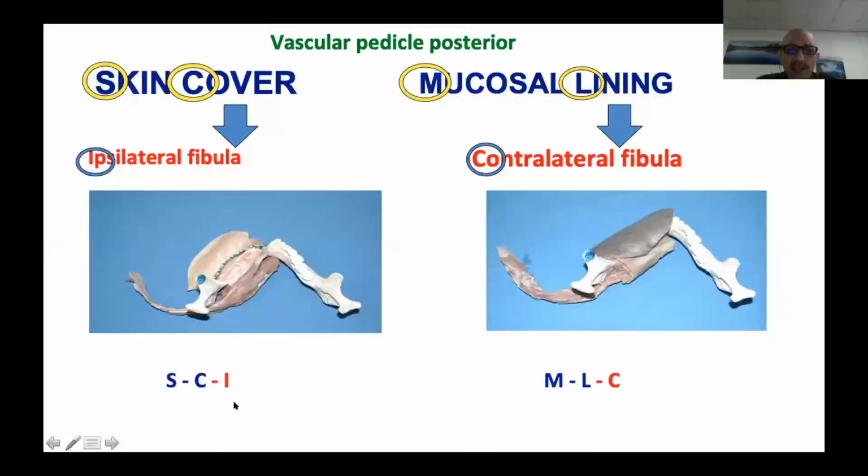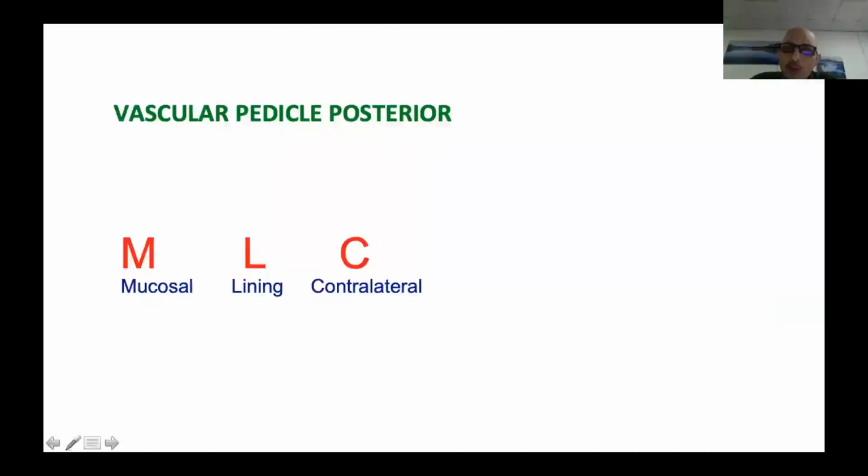Then SCI is the mnemonic which I made. And if you are using the mucosal lining, then we have to take contralateral fibula. Then we can just remember it by MLC. So only one thing has to be remembered to understand all this jargon: we are normally taking the vascular pedicle on the posterior aspect. Then the mucosal lining will come from the contralateral fibula.